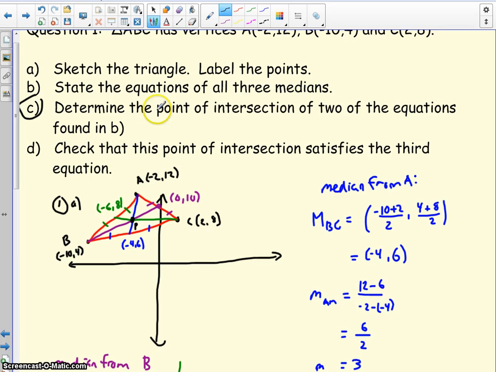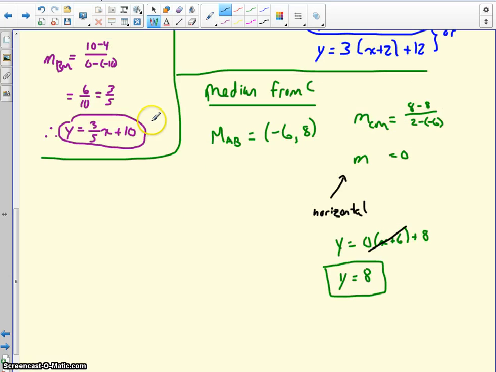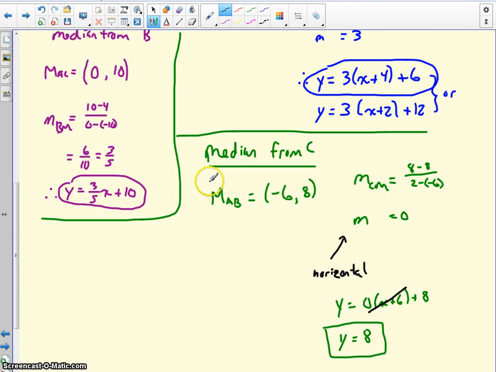Since I have 3 equations here, we're used to doing points of intersection with 2 equations, 2 unknowns, not with 3 equations. What we're going to do is take any 2 equations we want and find the point of intersection there. So you get to choose which ones you want to work with. Me personally, in this video, I'm going to choose what I think are the 2 easiest ones to work with.